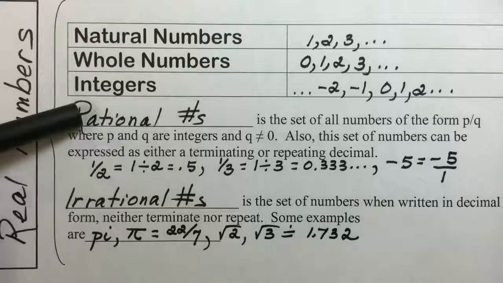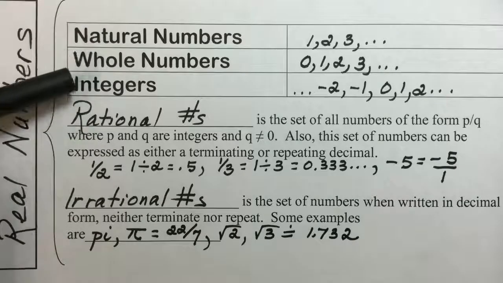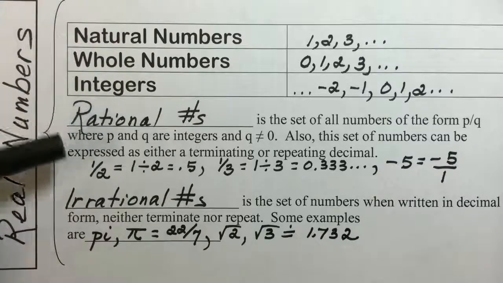Again, rational numbers, which natural, whole, and integer are part of, along with irrational, combine to give us the real number set, which is every number that we can represent on the number line.